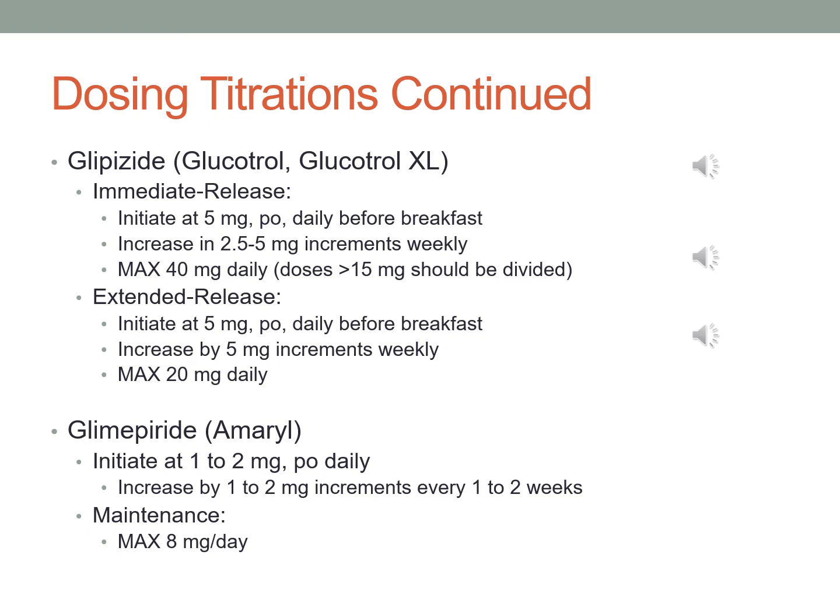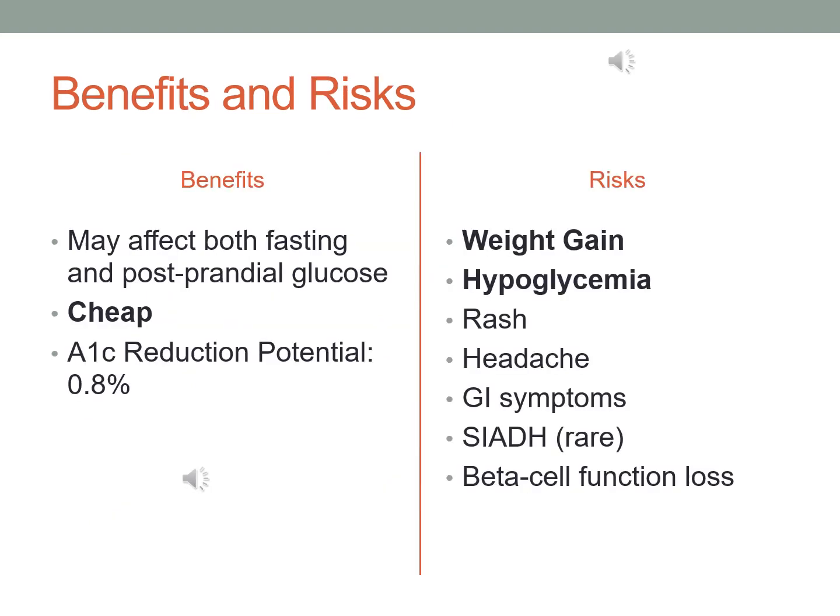For sulfonylureas, you want to make sure to increase only when necessary. Make sure the patient is tolerating the regimen and has a clinical response as therapy continues. As a class, they are known more for their risk than their benefits. The major risks for sulfonylureas are weight gain and hypoglycemia. Patients can also experience other annoying side effects such as rashes, headaches, GI symptoms, and beta cell function loss.